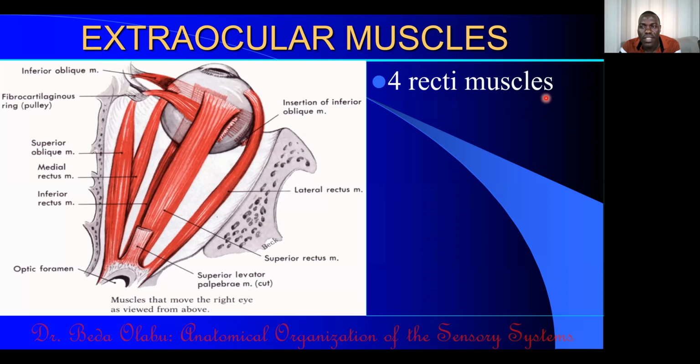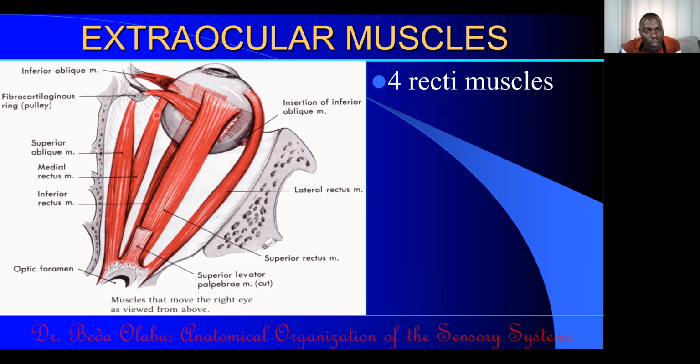Out of these 6 that move the eye, 4 of them run straight, and so we call them the rectus muscles. We have the lateral rectus muscle, the medial rectus muscle, inferior rectus muscle, and superior rectus muscle. As you can see, they run straight and they are attached to the sclera and they originate posteriorly.